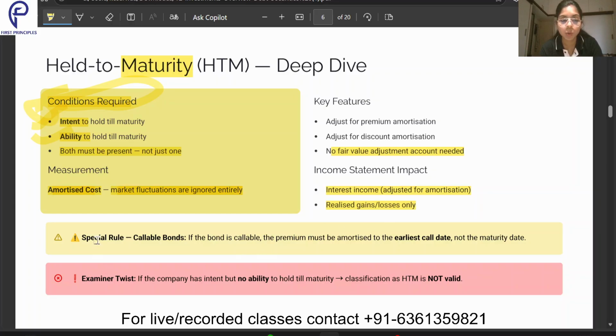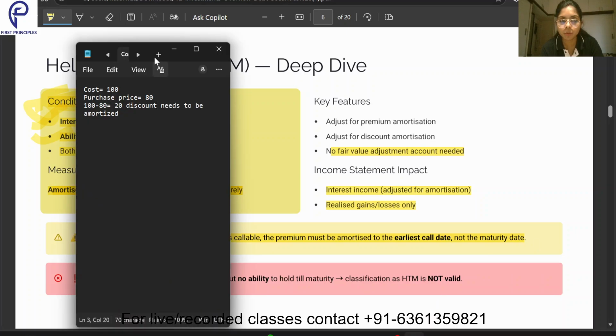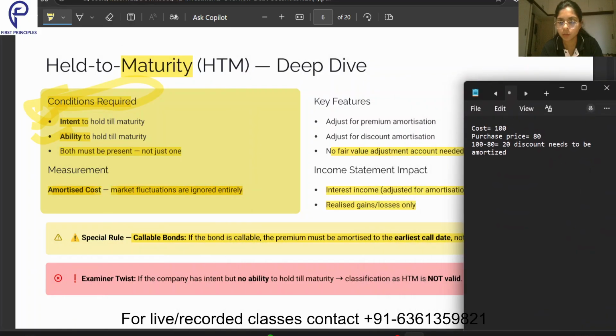Now, one special rule for callable bonds. If the bond is callable, the premium must be amortized to the earliest call date, not the maturity date. What is a callable bond? I'll just take one example. We will have one callable date and we will have one maturity date.